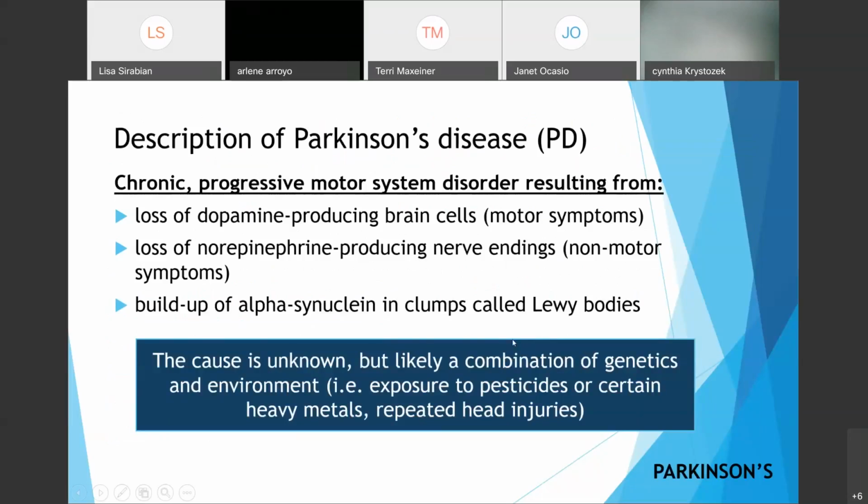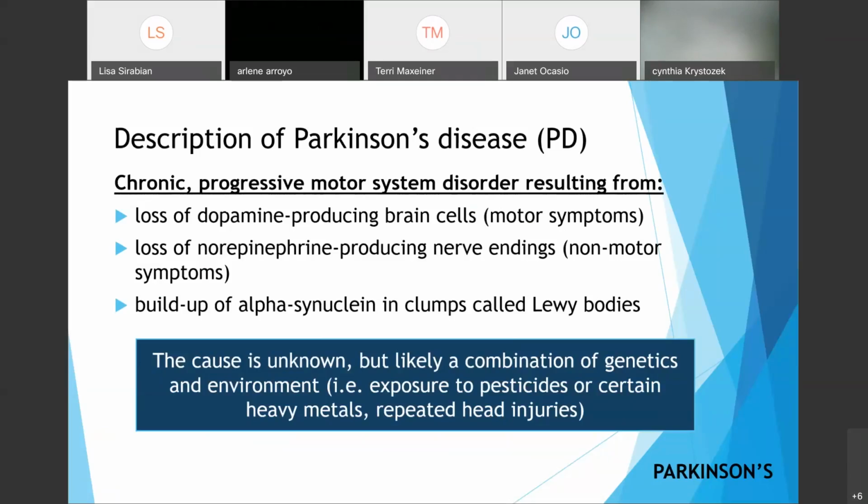Okay, so moving on to talk a little bit about the next disorder, which is Parkinson's disease. So Parkinson's disease is a chronic, progressive motor system disorder. Now, this results from a lack of dopamine in the brain ultimately. The brain cells that produce dopamine are diminishing, and that creates for us motor symptoms. And I think that that's what we mostly think of. We mostly think of the motor symptoms of Parkinson's disease.